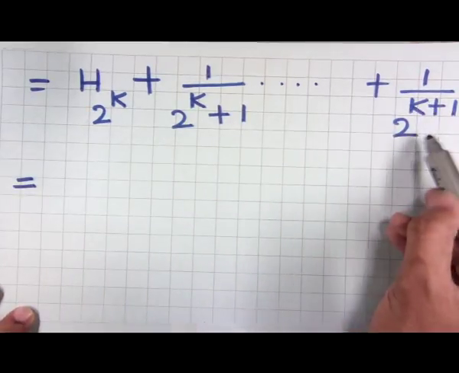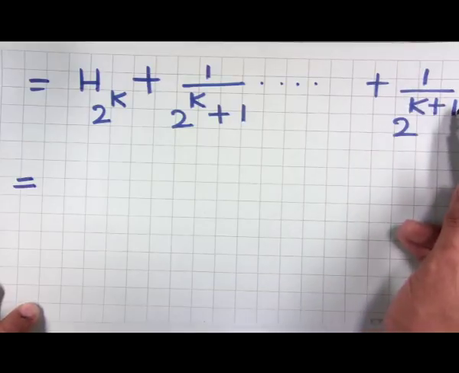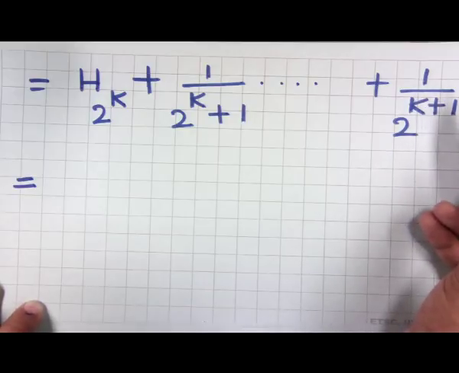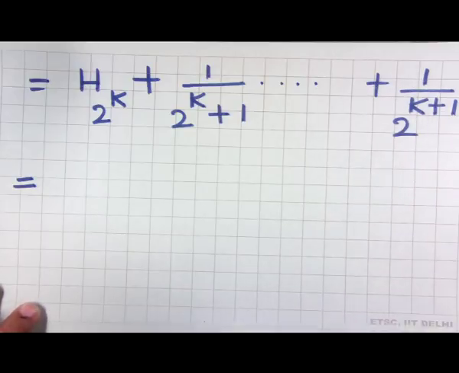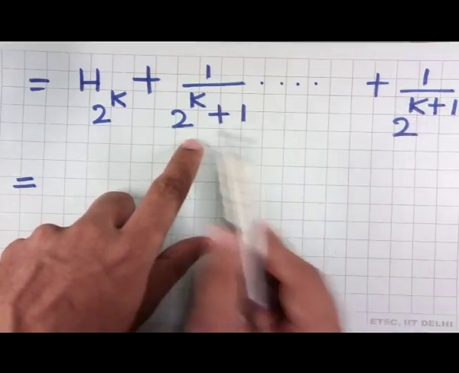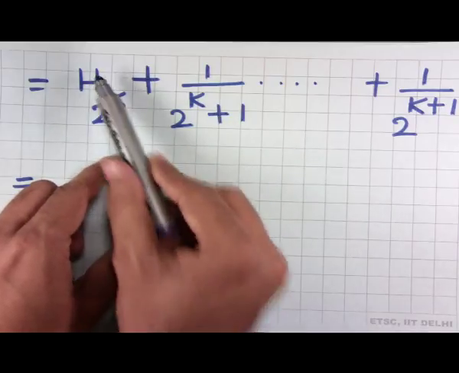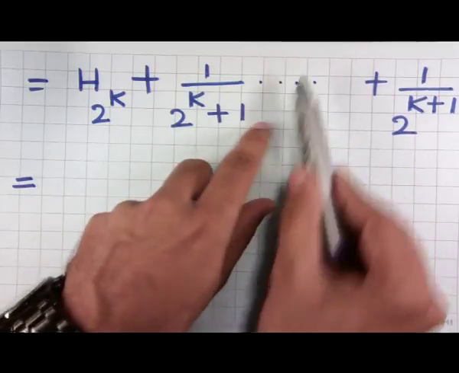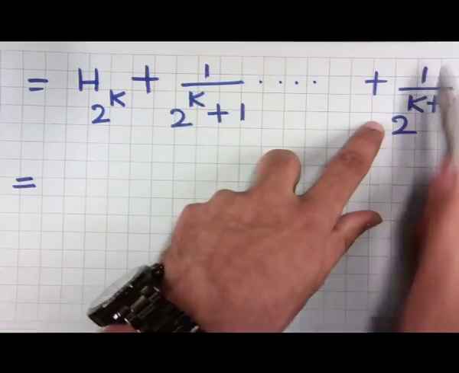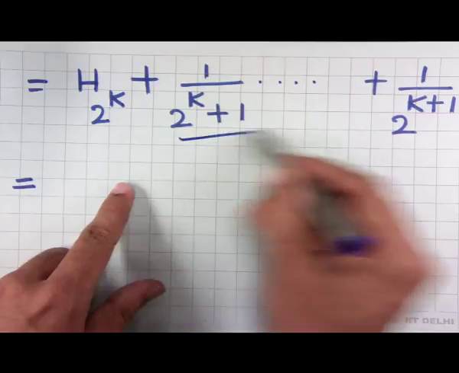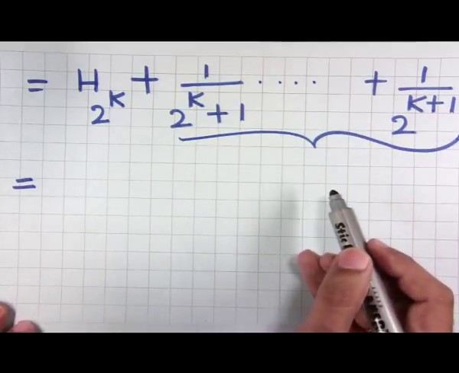The last term, namely 1 by 2 power k plus 1, the denominator 2 power k plus 1 can be viewed as 2 power k plus 2 power k, which is 2 into 2 power k. This is to understand that there are 2 power k terms. See, after H 2 power k, the first term is 1 by 2 power k plus 1. Second term is 1 by 2 power k plus 2, and so on. Last term is 1 by 2 power k plus 2 power k, which will give you a feel that there are 2 power k terms.